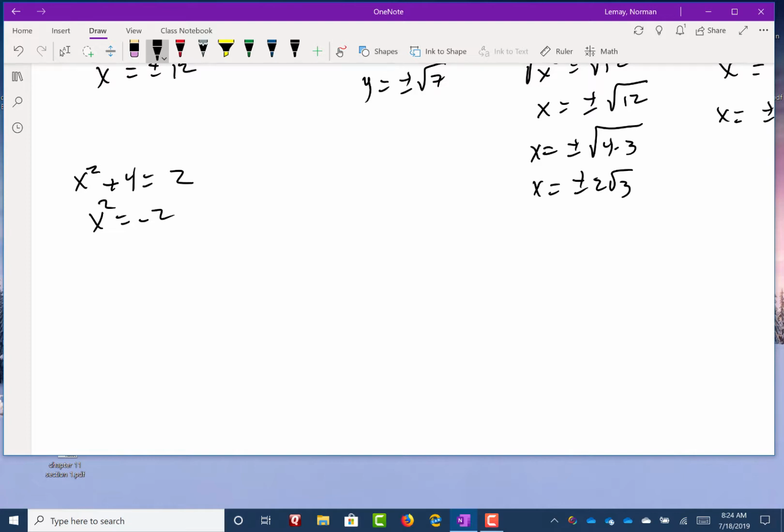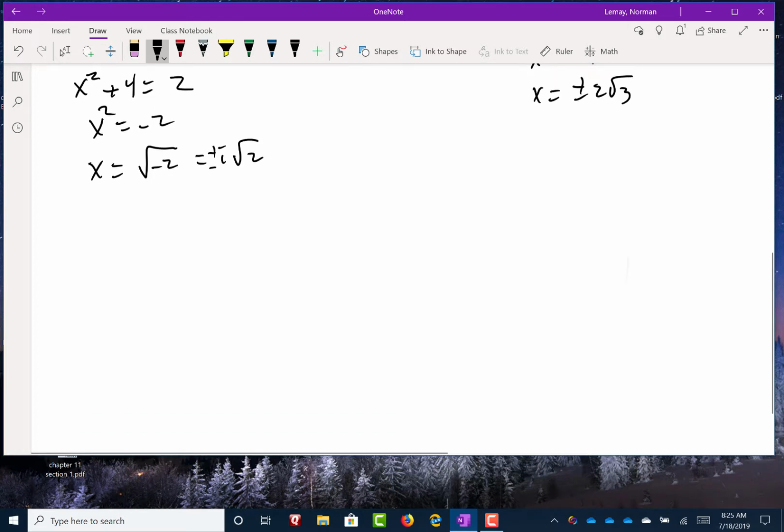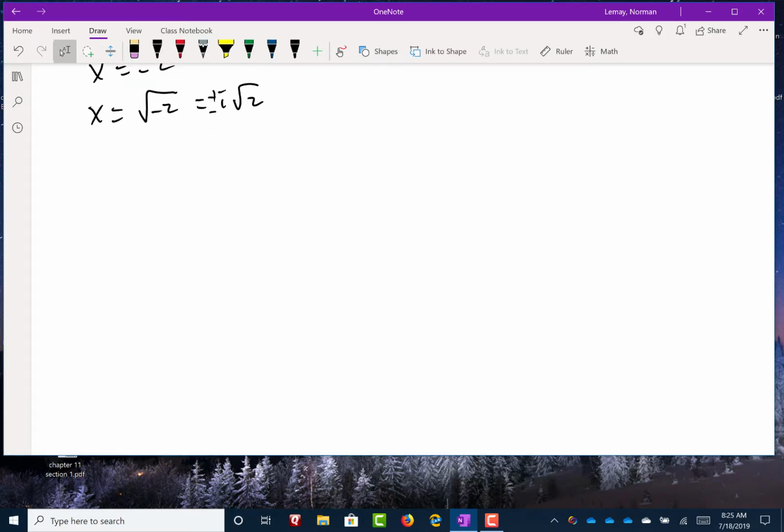And if I go ahead and square root both sides, we get x equals the square root of negative 2. And since we've already discussed complex numbers, we note that this is going to be i square root of 2. And let's not forget our plus and minus. MATLAB will be looking for that plus or minus, and MATLAB will be looking for solving these equations over the complex number system. So I just wanted to make a brief mention of that. We'll probably see that again here in a minute.